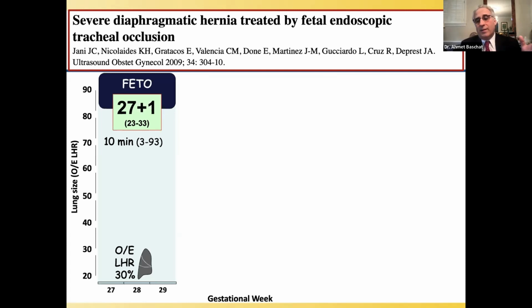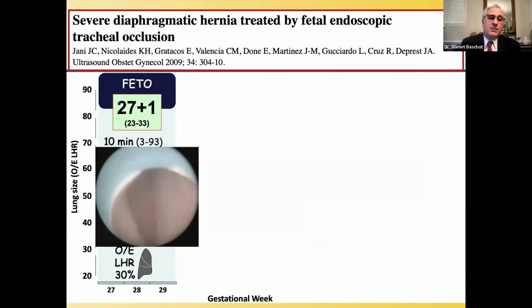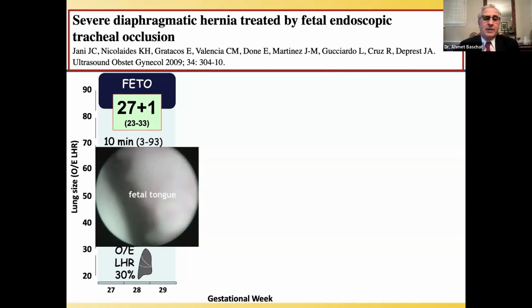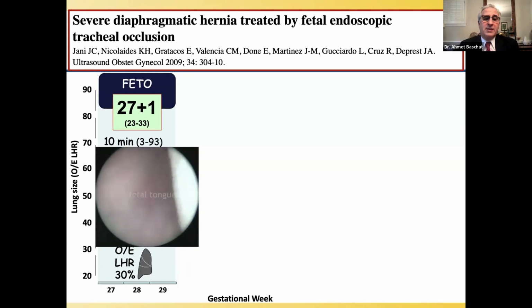They're basically about 30% lung size. The balloon is inserted at 27 weeks, and here is a clip that we also have on our fetal therapy website, where we place a fetoscope, which is about a 1.3 millimeter camera, through the mouth of the baby and follow the landmarks in the mouth all the way to the back of the throat, then find the entrance to the trachea, where we then insert the tracheal occlusion balloon.